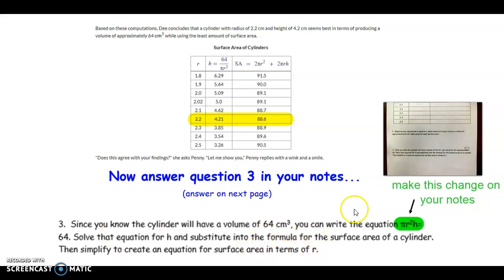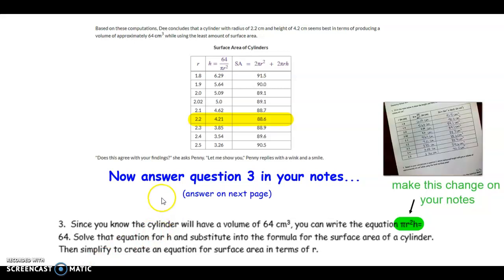So go ahead and try to do that. Solve pi r squared h equals 64 for h, and then put that in for h into your surface area formula. So do that real quick and then restart the video.